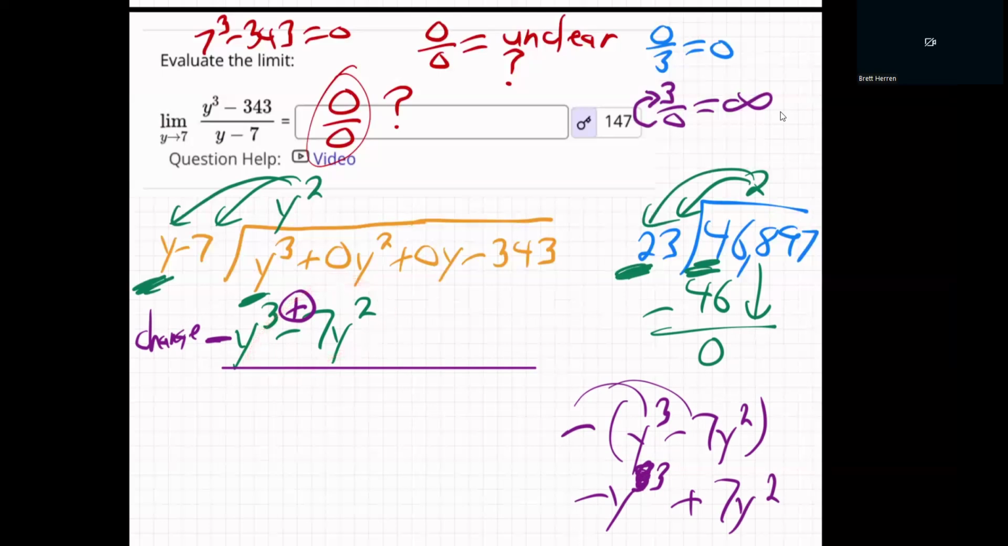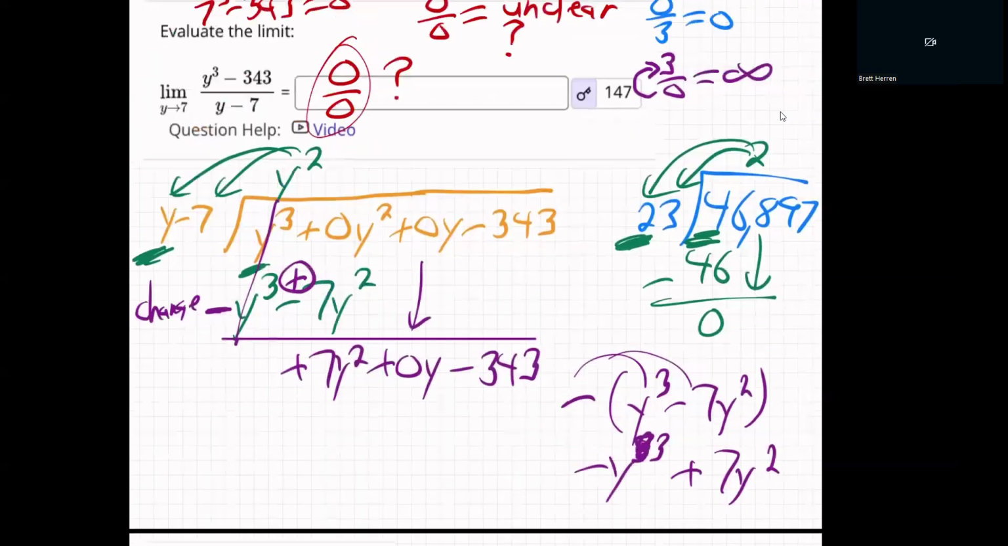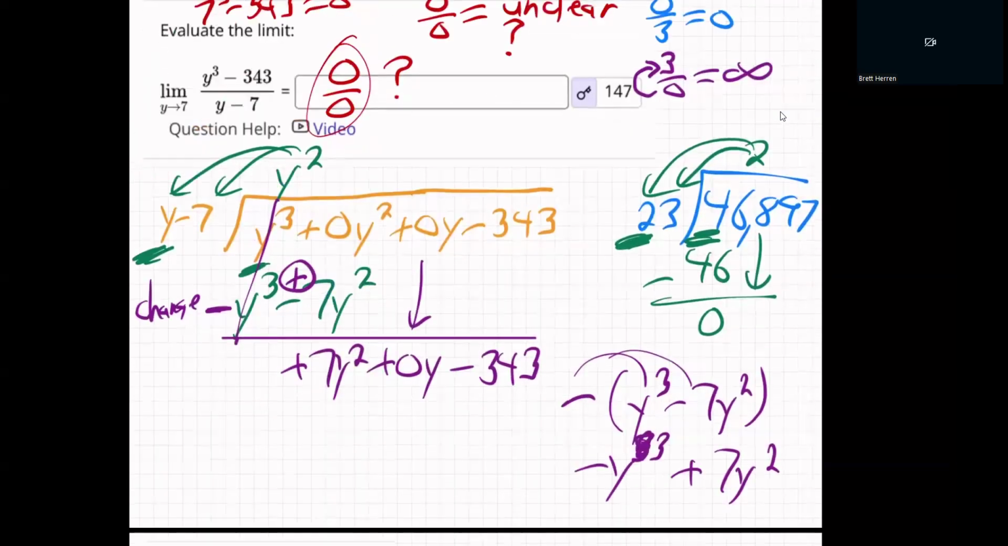Okay, so now add them up. These cancel to be 0 because y cubed and minus y cubed is 0. 0y squared now plus 7y squared is plus 7y squared. Just bring down the other stuff. 0y minus 343. Okay, get rid of that 0 in the front. We don't need it. Okay, next step. Got to do another step here. This is going to be a long one, you can tell.